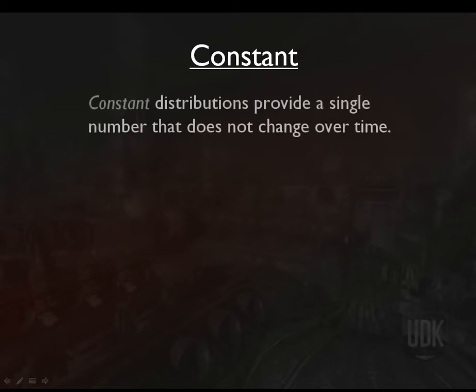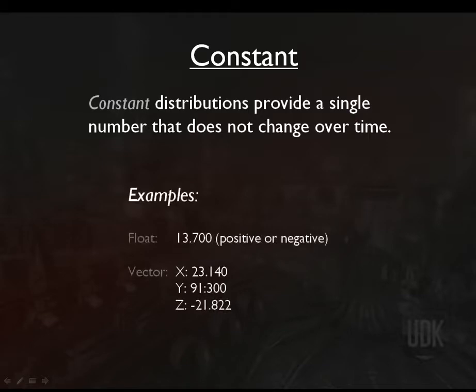Now let's go one by one through each of these. A constant, what is it? A constant distribution will provide a single number that does not change over time. So an example would be something like 13.7, which could be positive or negative. And for a vector, it would be a value for x, y, and z independently.